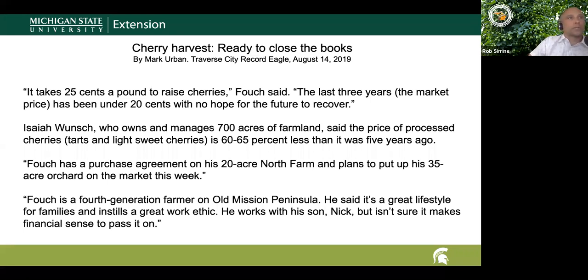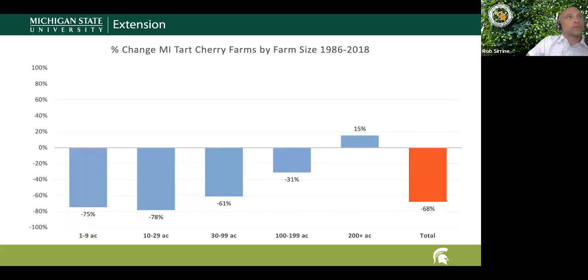Turkey dumping cherries on the market below cost of production. And so what's had to happen is farmers are selling. They want to pass it on to their kids, but this is just a local indication of that broader national data set. Here's another way of looking at it.